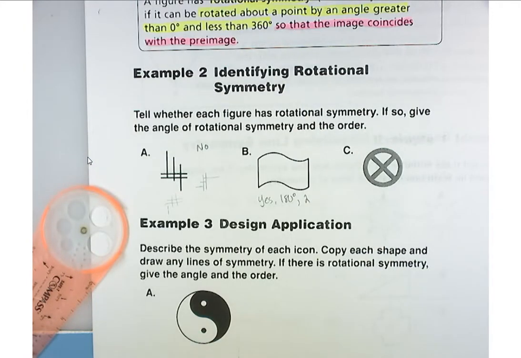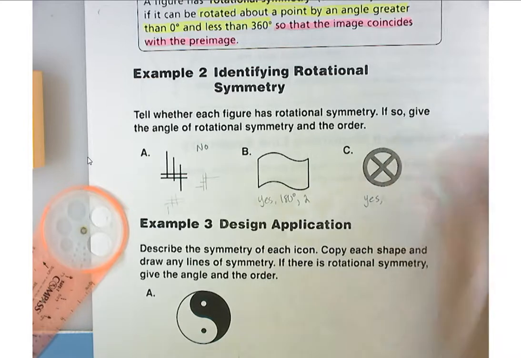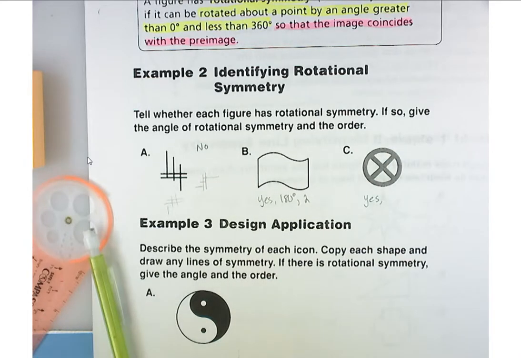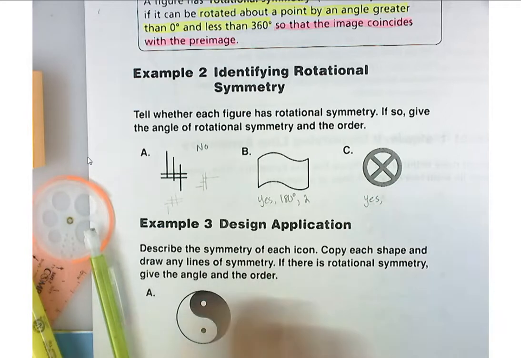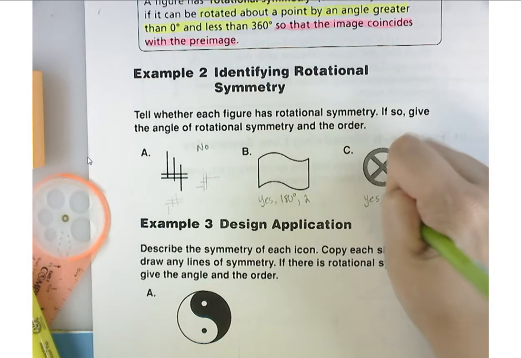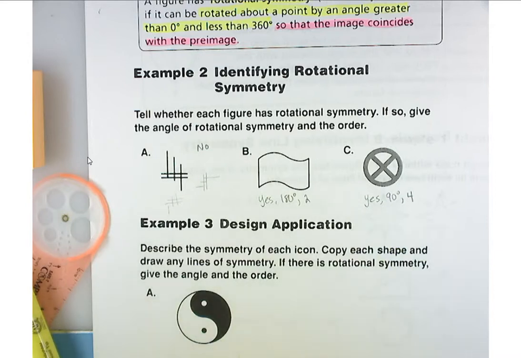Okay, and then for C, this is also going to have rotational symmetry. What's the first time you could rotate it so that you'd have the exact same shape? Yeah, 90. And how many times does 90 go into 360? 4 times. So then that would be the order.